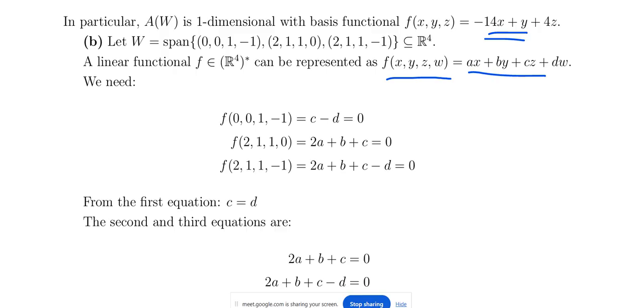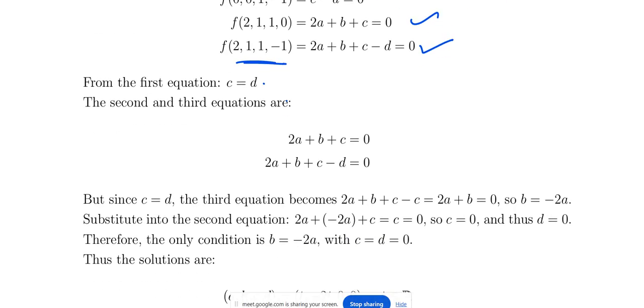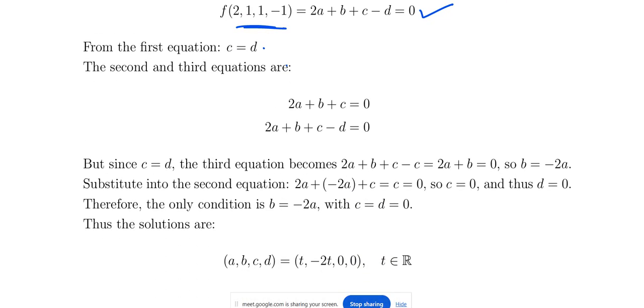And applying F of something, 2a plus b plus c minus d, under the basis, under the spanned element, we get c equal to d. Substitute that in abc, and you get c equal to d and 2a plus b equal to 0, so b equal to minus 2a. Substituting the second equation, that is c equal to 0, d equal to 0 and b equal to minus 2a, so cd equal to 0.